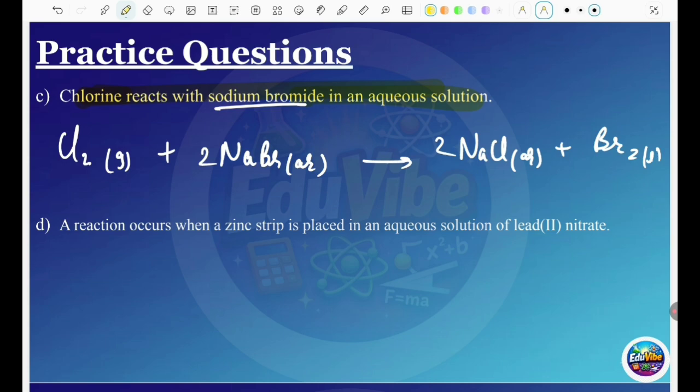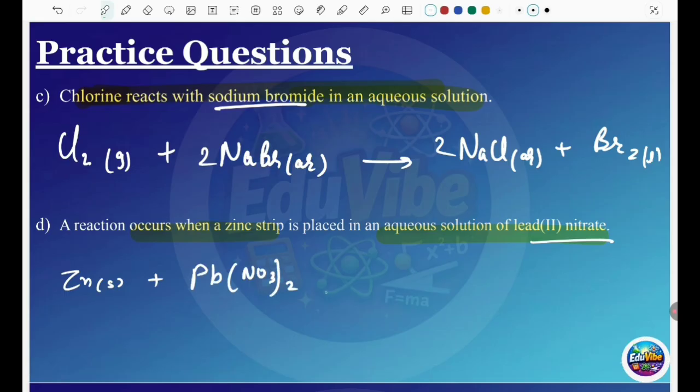Done with that. Next one is the reaction that occurs when a zinc strip is placed in an aqueous solution of lead(II) nitrate. So this is again a single replacement. We have solid zinc which reacts with lead(II) nitrate, which is NO3 negative and Pb2 positive, so this will basically become Pb(NO3)2, which is aqueous. When we do this, we get zinc nitrate, because zinc again has a 2 positive charge, aqueous, and Pb is left as a solid. So this is again a single replacement.